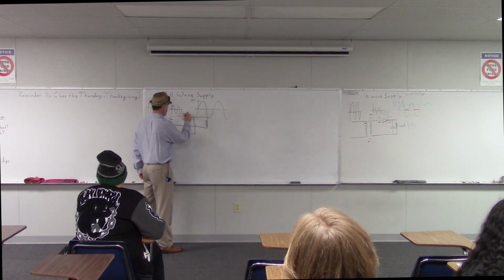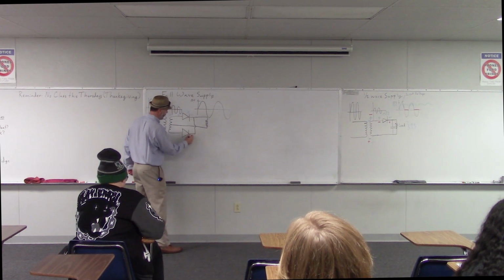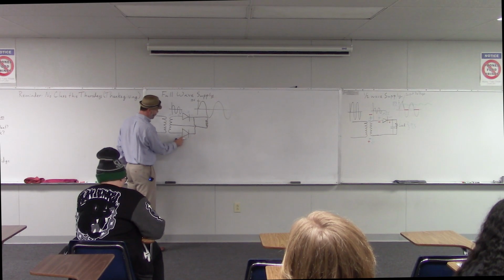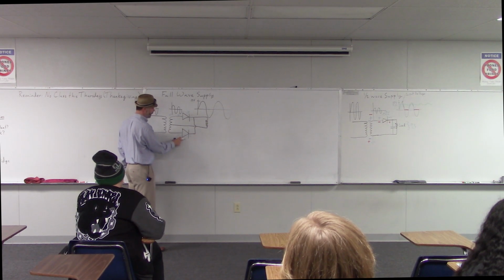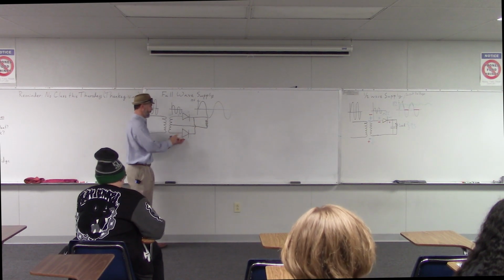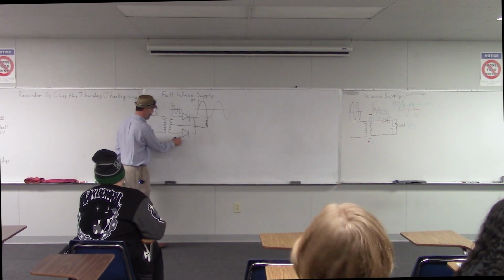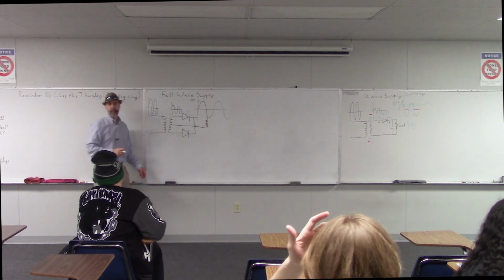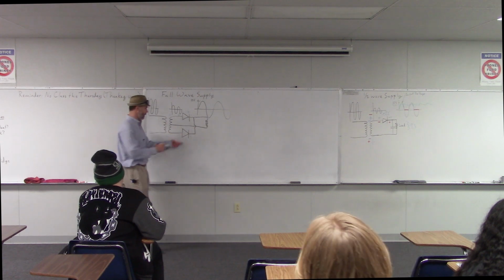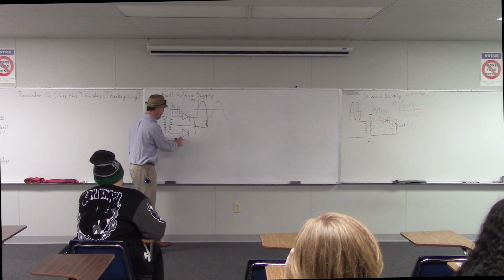So it goes that way. And now it could come down here and it gets to this diode. Is this diode forward biased or reverse biased? Reverse, exactly. So can the electricity flow through here and get back to the transformer? No. So it can't go through there. So it has to go someplace else.